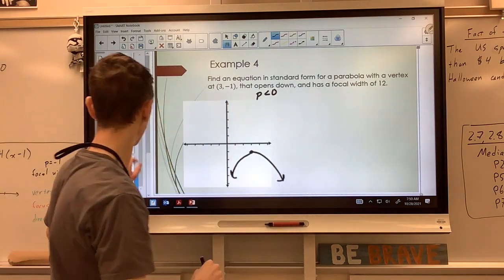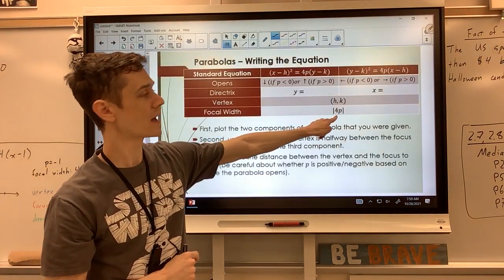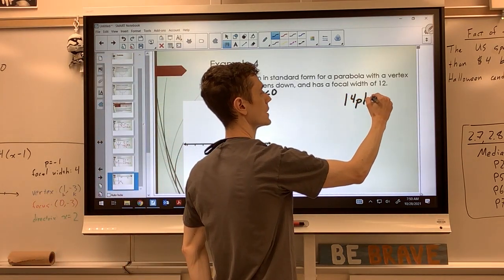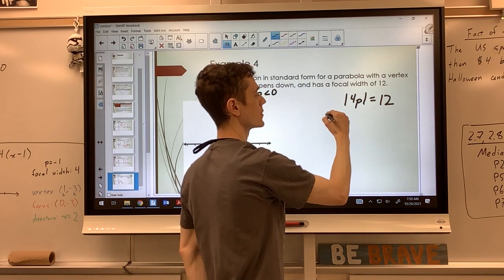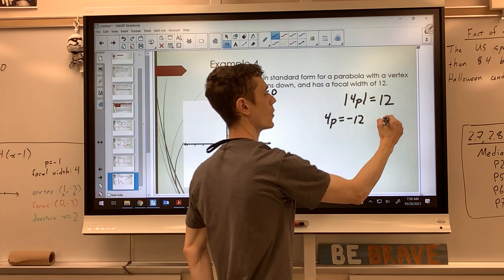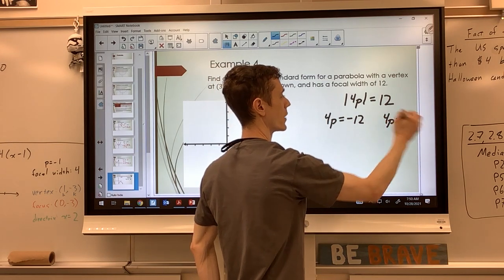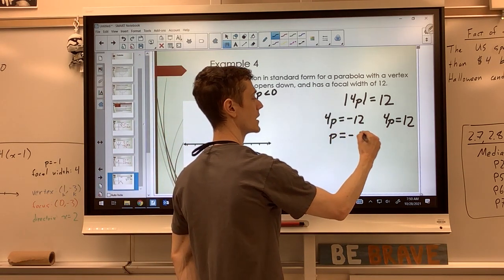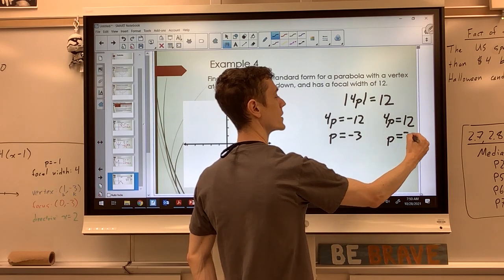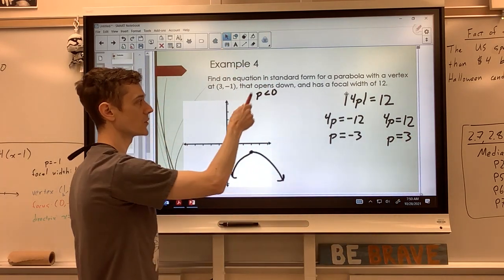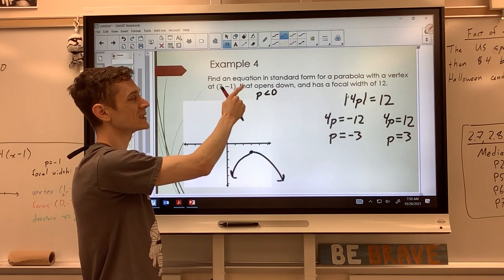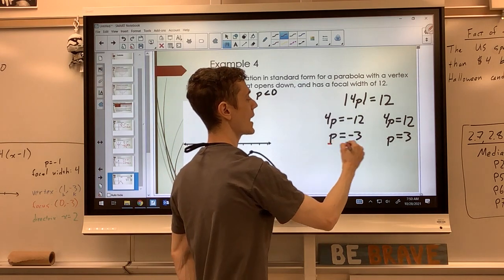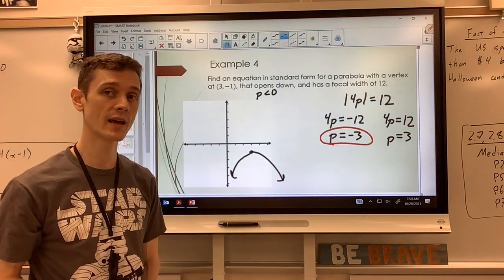So the formula for the focal width was the absolute value of 4P. So what happens on this is the absolute value of 4P equals 12. Basically, I don't know if 4P equals -12 or if 4P equals +12. That's what we do when we're solving equations with absolute value bars. So it could be the case where P is equal to -3, or it could be the case where P is equal to +3, but this is where the other fact comes back into play. Since I said the opening down statement, that means that P had to be a negative number. So I know out of these two that it has to be this case. So now I have a negative number for P.